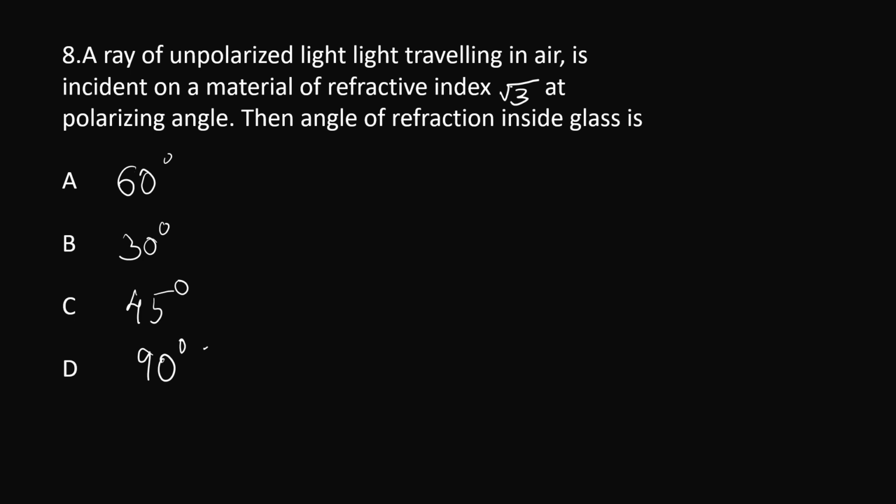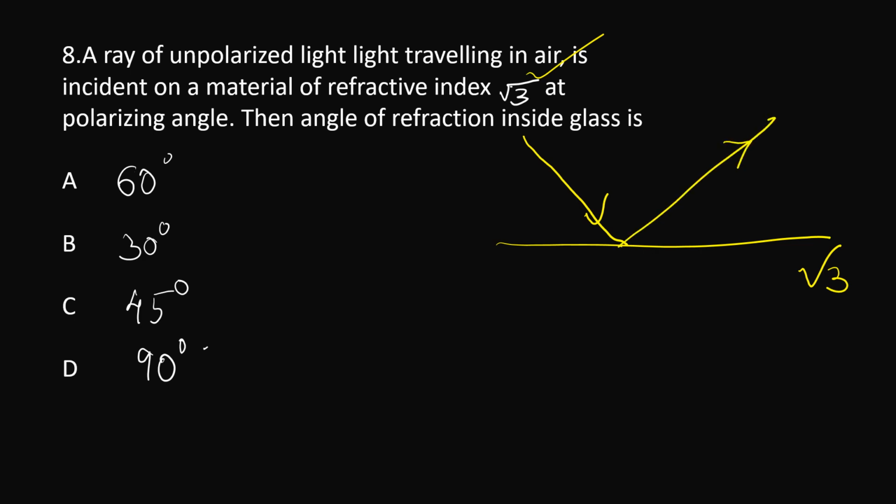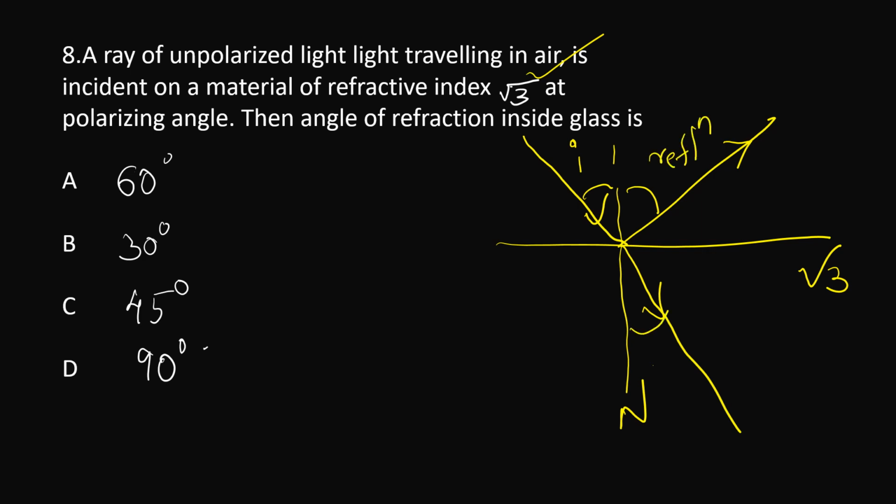A ray of unpolarized light traveling in air is incident on a material of refractive index root 3 at the polarizing angle. Then the angle of refraction inside the glass is? Let a ray of light be incident on a material of refractive index root 3. Then it gets reflected, and a part is refracted also. Let this be the normal. This we call the angle of incidence, this is the angle of reflection, and this one is the angle of refraction.